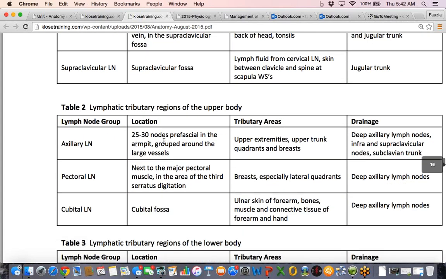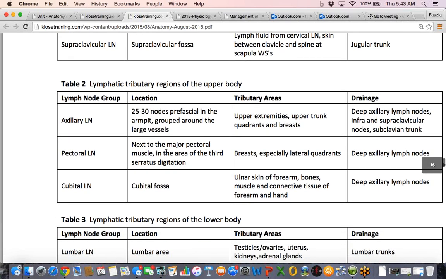In the axillary lymph nodes, as you can see, there's 25 or 30 nodes on each side. So when somebody has breast cancer and they remove one of those nodes, there are other nodes that will pick up the lymph fluid, but there aren't so many that perhaps if someone has 5 or 7 lymph nodes removed, it can really affect how that lymph is being taken out of the upper extremity on that side.